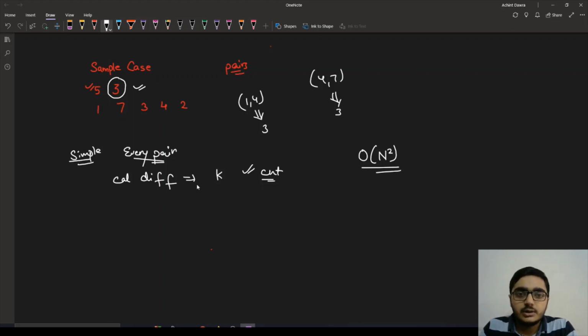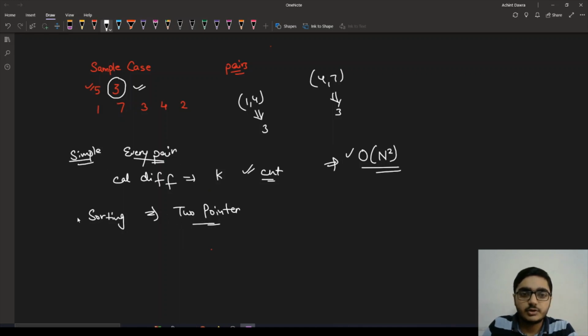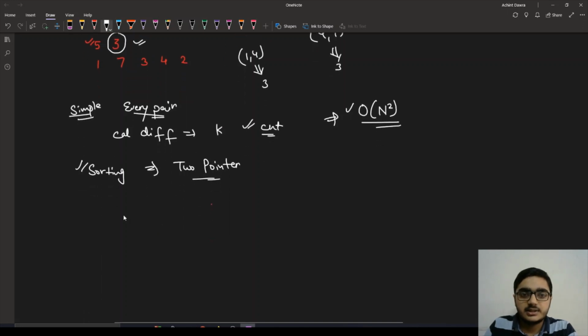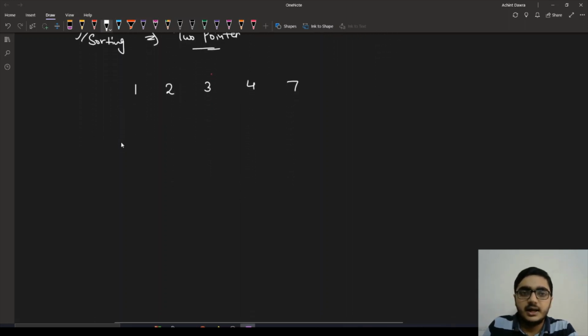Now let us try to reduce the time complexity with a better approach. We can use sorting followed by a two pointer approach to solve this question in a better time complexity than O of n square. Let us first sort this array and then discuss how we can apply the two pointer approach. After sorting, it becomes 1, 2, 3, 4 and then 7, and k is 3 here.